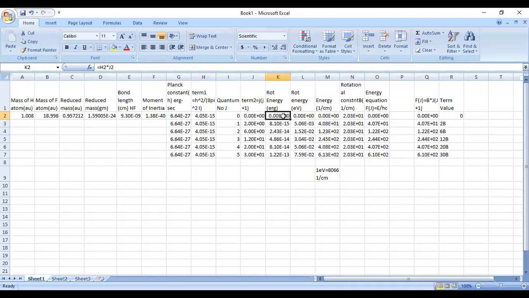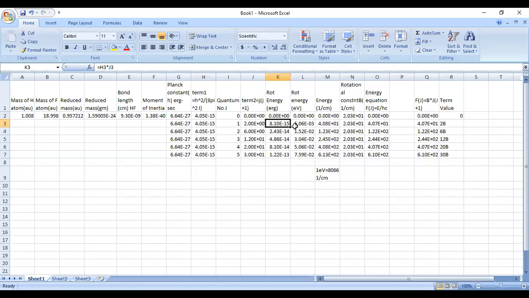The first rotational energy is equal to 0, right? It is h cross square upon 8 pi square I into j into j plus 1, where j is 0, so the energy is 0. This energy I calculated in erg. Then for rotational quantum number j equal to 1, I calculated the rotational energy, and you can see that it is 8.10 raised to minus 15.